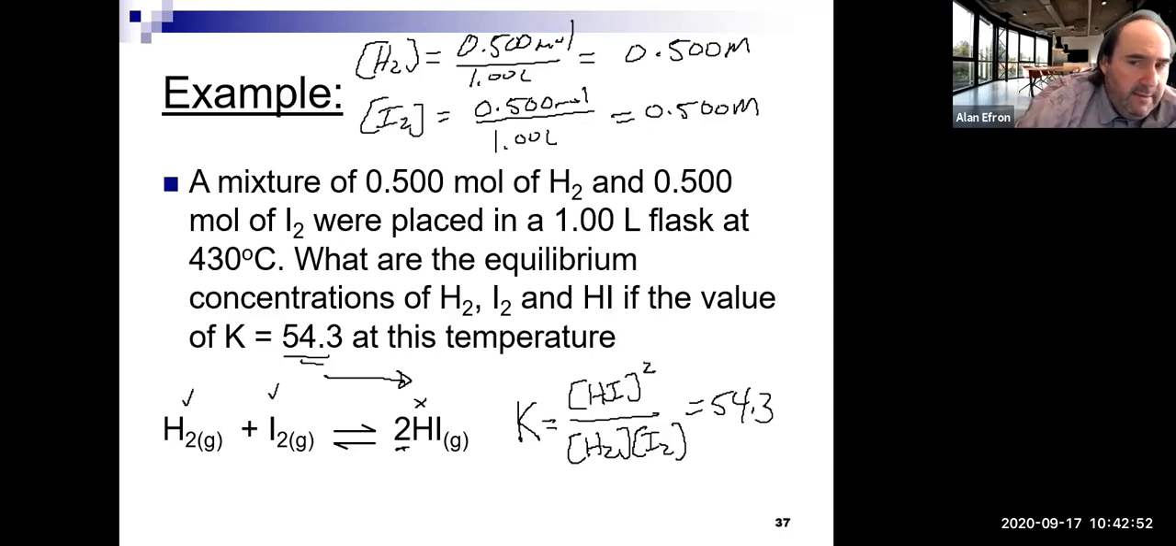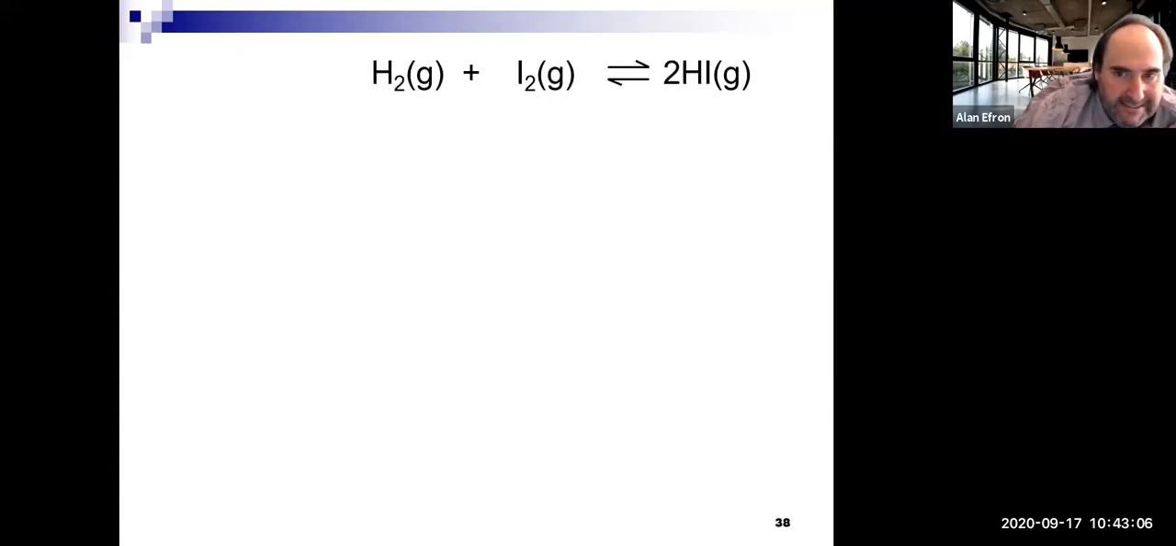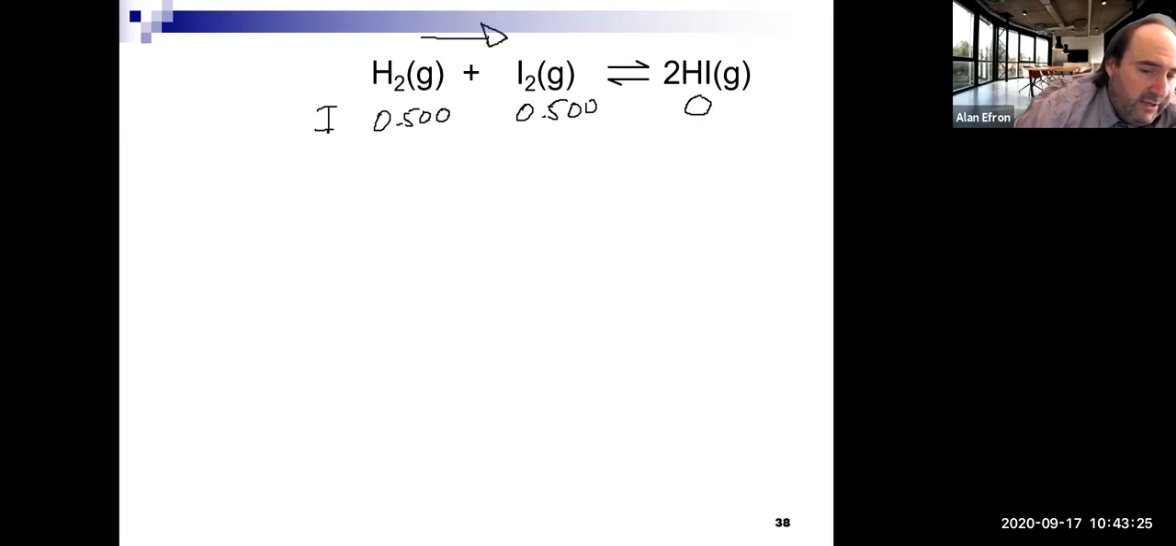Just like we've been talking about, we want to find equilibrium concentration, so it is going to require an ICE table, which is pretty much every calculation that we do here. So here we have our equation. Initially, we have 0.5, we have 0.5, and again, nothing given to us for HI, so safe to assume that's going to be 0. Again, also safe to assume that this reaction is probably heading in this direction.